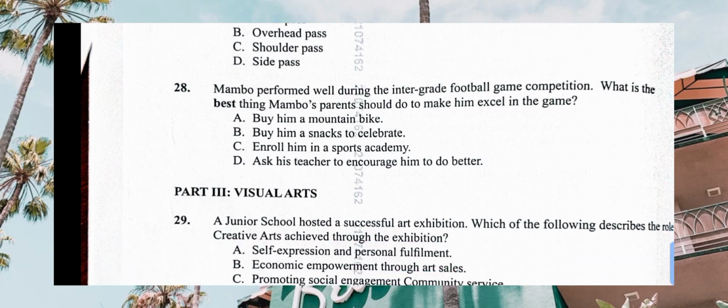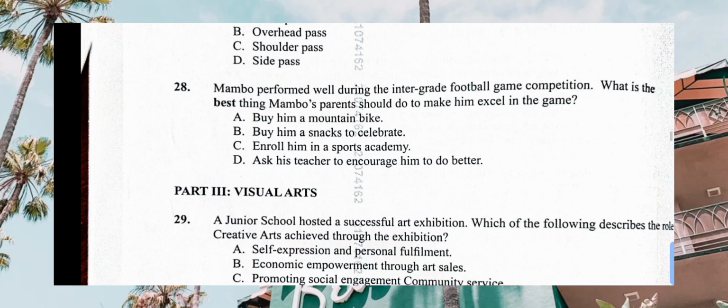Then Mambo performed well during the inter-grade football game competition. What is the best thing Mambo's parents should do to make him excel in the game? Buy him a mountain bike? No. Buy him snacks? No. Enroll him in a sports academy? Yes. The correct answer is enroll Mambo in a sports academy.